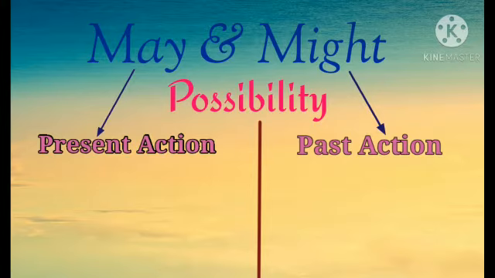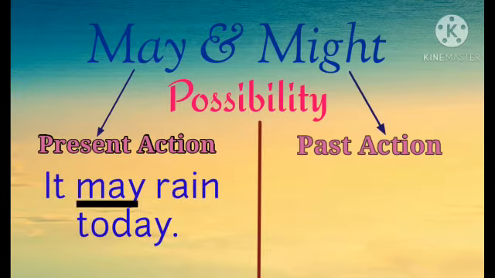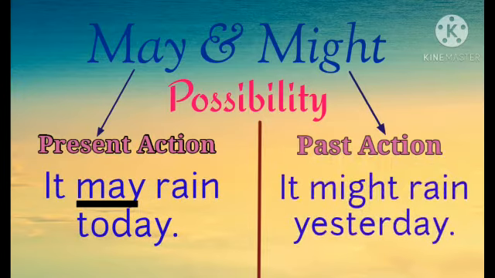Here also, may is used for present action and might is used for past action. It may rain today. It might rain yesterday. See, today indicates present action and yesterday indicates past action. So, according to the time or tense, we use may and might. May is used for present action and might is used for past action. Clear?